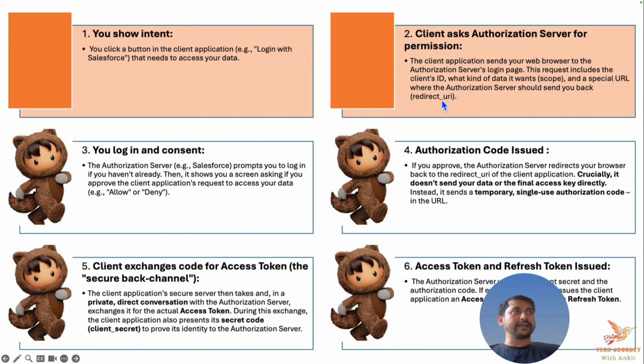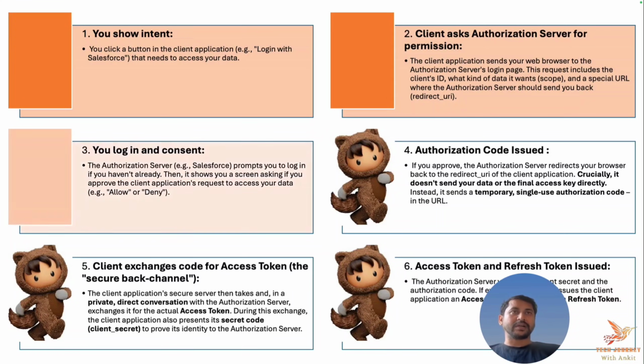So when the client goes to the authorization server for the permissions, three things need to be sent. First one is the client ID, second one is the scope, and the third one is the redirect URI. Now, the next thing, the authorization server will prompt you to provide your consent, right? The authorization server in our scenario is Salesforce only, which will prompt you to log in if you haven't already.